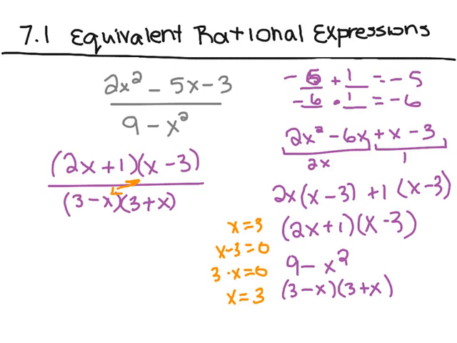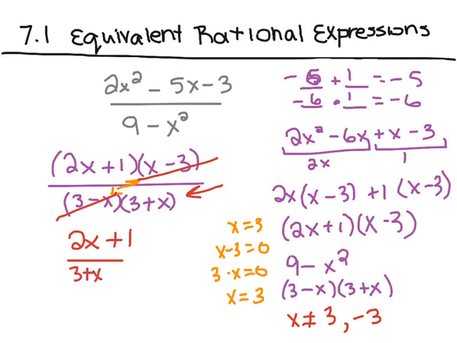So first we're going to find our non-permissible values. Always do this before you cancel. So x cannot equal 3 or negative 3. We can cancel these two out. So we should be left with 2x plus 1 over 3 plus x when x does not equal 3 or negative 3.